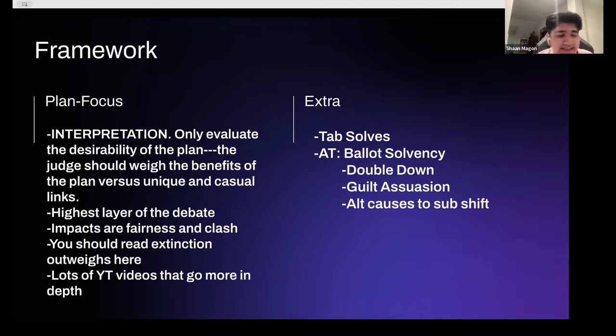Some other reason is that they can pick out even a certain unhighlighted line of your argument and they can win off of it, but you only get to weigh the benefits of the highlighted line, stuff like that. And obviously, if it's unfair, you're not prepared to answer their argument, which is bad for clash. You can also read just a card that says extinction outweighs here. For the thing I did above.